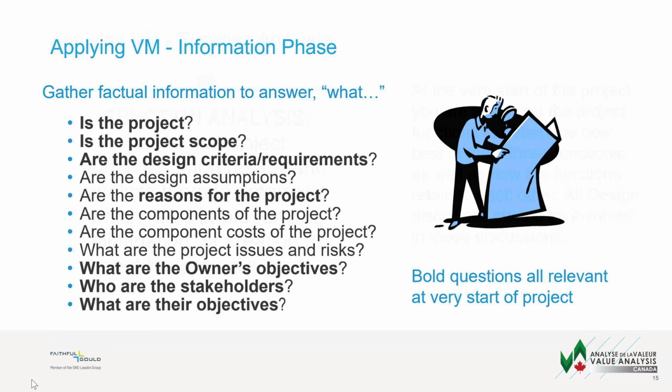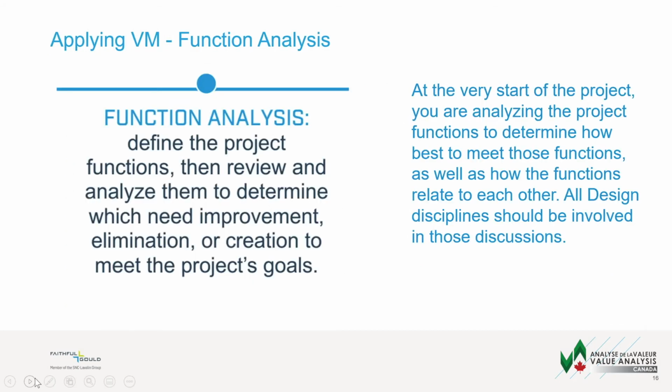So then the next phase, after you know all that information, you go to the function analysis phase where you're going to define the project functions, then review and analyze them to determine which need improvement, elimination, or creation to meet the project goals. Well, at the very start of the project, you really don't have a defined design yet. So you're analyzing the project functions to determine how best to meet those functions, as well as how those functions should relate to each other. And in this phase, at the beginning of a project, all the design disciplines should be involved in those discussions, not just the primary designer.